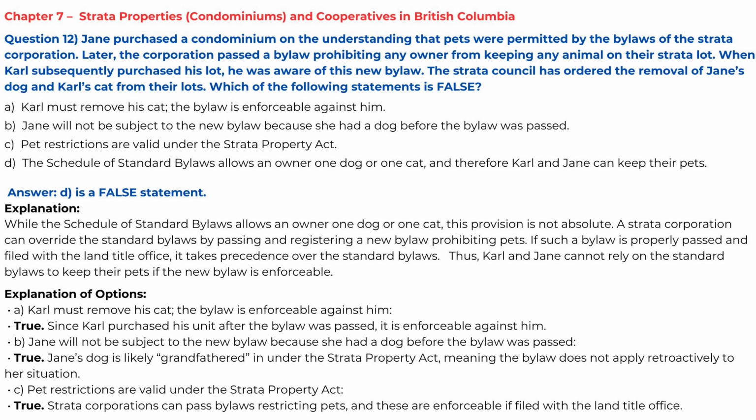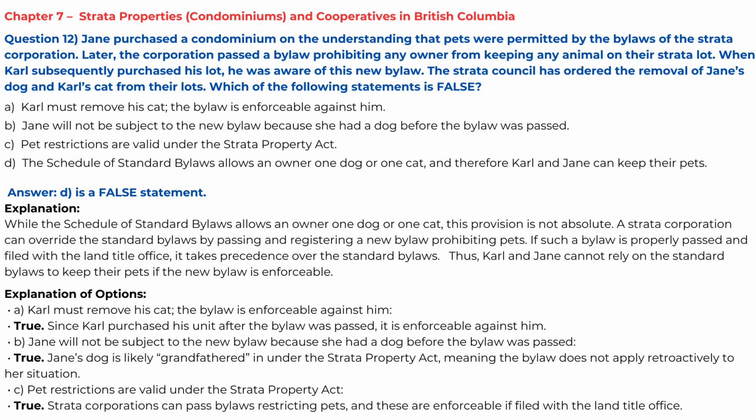Explanation. While the schedule of standard bylaws allows an owner one dog or one cat, this provision is not absolute. A strata corporation can override the standard bylaws by passing and registering a new bylaw prohibiting pets. If such a bylaw is properly passed and filed with the Land Title Office, it takes precedence over the standard bylaws. Thus, Carl and Jane cannot rely on the standard bylaws to keep their pets if the new bylaw is enforceable. Explanation of options. A. Carl must remove his cat.